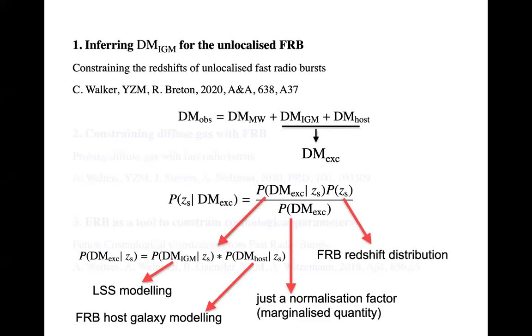So this is the total. Can you see my cursor? My cursor is gone. Anyway, you can see the DM observed is equal to DM Milky Way plus DM extragalactic, where the extragalactic is IGM plus host. And so I want to know the true redshift given the extragalactic DM, right? So I want to know the probability of the true redshift, even though I don't know where the host galaxy is. I want to calculate this term in the next equation, given the extragalactic DM.